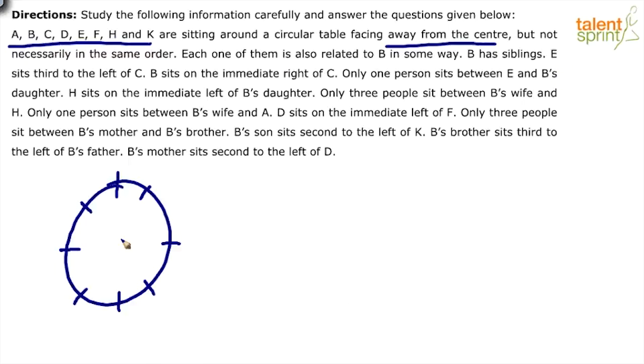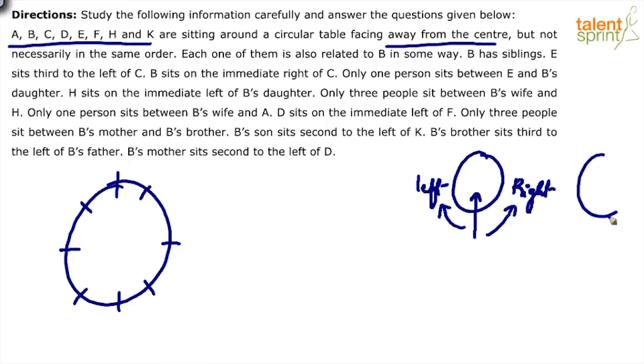Now, look at the first point here. It says all of them are facing outwards. What does this mean? Remember, when a person is facing the center of a circle, left for him will be in the clockwise direction. All these are basics you must be aware of. And the right should be in the anti-clockwise direction. But when a person is facing outwards, facing away from the center, then the left would be anti-clockwise and right would become clockwise. And in this case, since it is very clearly given that all of them are facing away from the center, we need to consider this. So, right is going to be in the clockwise direction and left will be in the anti-clockwise direction.